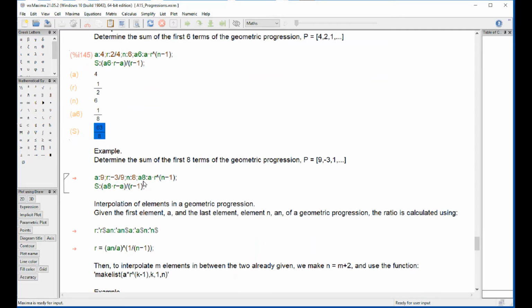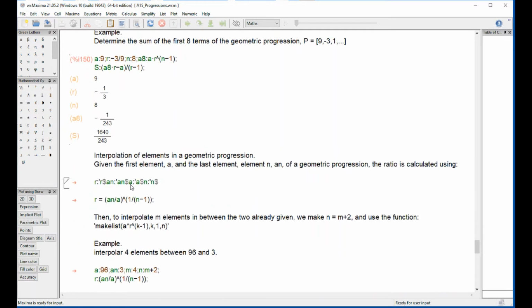Determine the sum of the first 8 terms of the geometric progression. So the first term is 9, the ratio will be minus 3 over 9. For the 8th term, a_8 is equal to this quantity, and then we have this equation to calculate the sum.